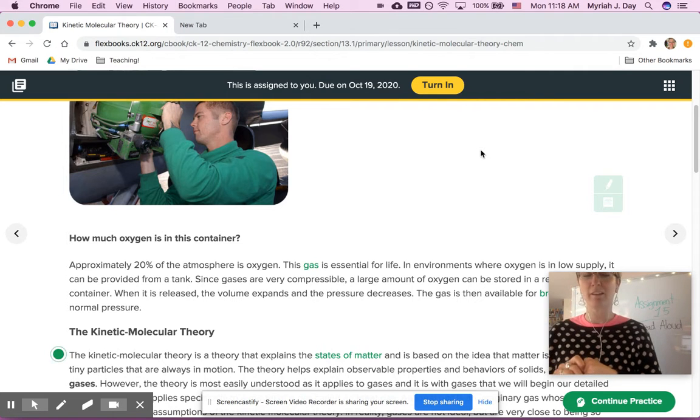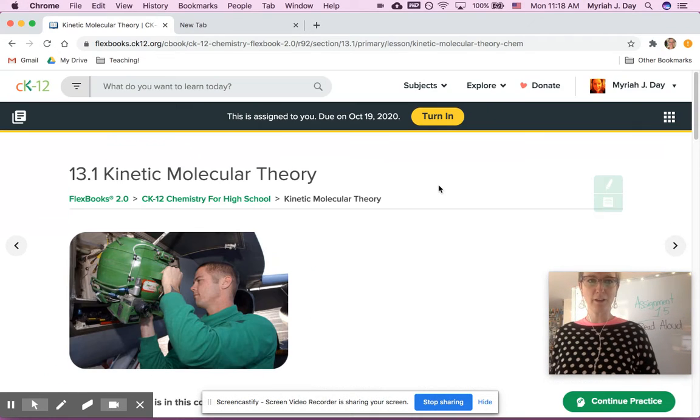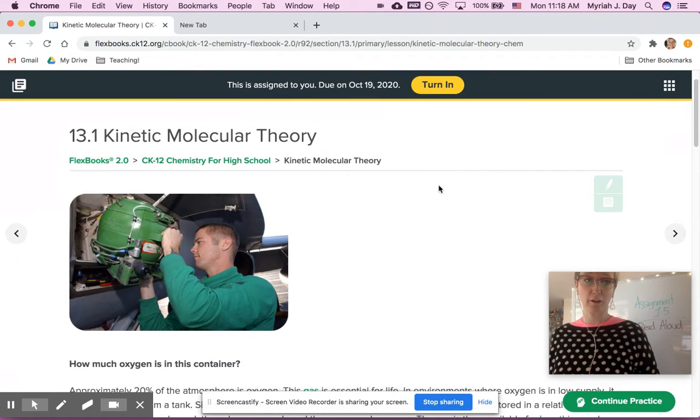If you are needing that extra support to have this read aloud, feel free to follow along as I'm reading through this article. You may also put it at your own speed. You can slow it down, you can speed it up, however you can in order to access the content. So you have already hopefully clicked on here. This is 13.1 because that is what CK12 has, but it says 13.1 Kinetic Molecular Theory. This is from Flexbooks 2.0 from the CK12 Chemistry for High School, Kinetic Molecular Theory.